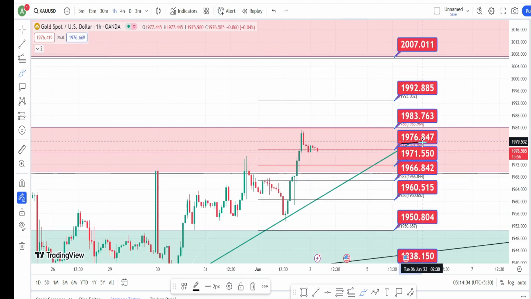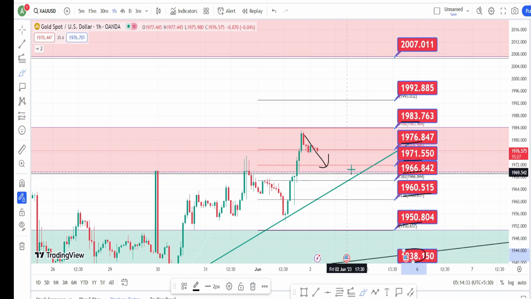So currently the price action is trading between the support level of 1976 and resistance level of 1983. Once the price action breaks its support level of 1976 and continues its bearish side retracement, next level of support is going to be around 1971, 1966, 1960, 1950 and 1938 on the bearish side.